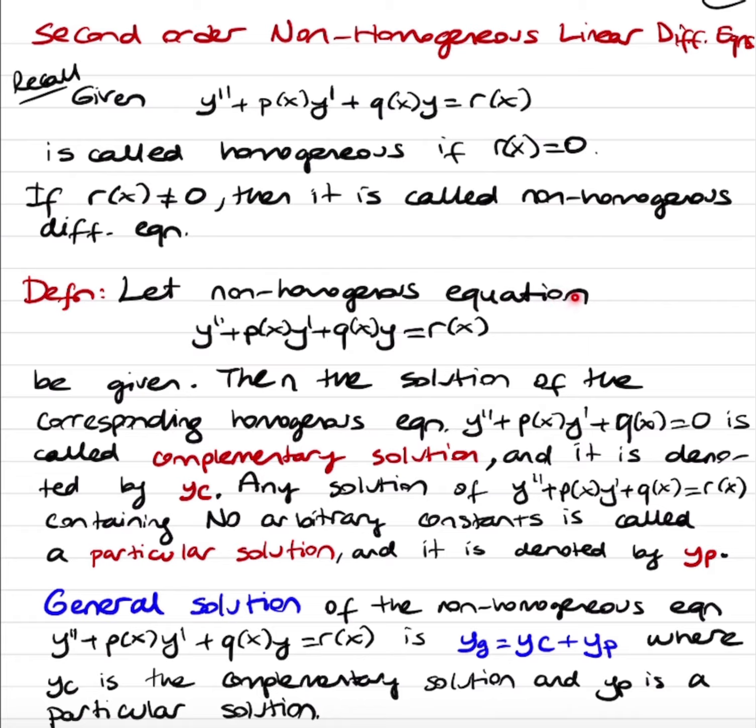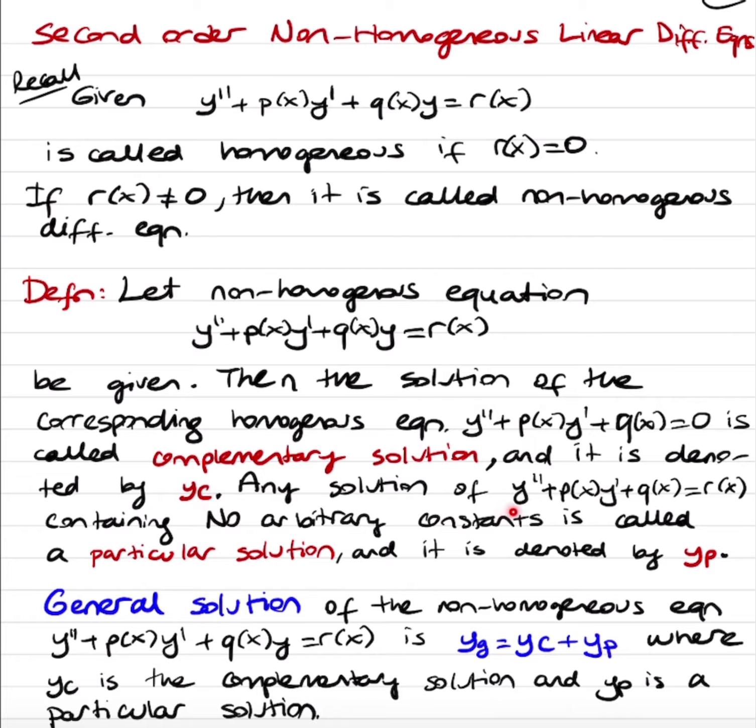For non-homogeneous differential equations, how do we find the general solution? We need two solutions: a complementary solution and a particular solution. What is a complementary solution? The complementary solution is the solution of the corresponding homogeneous part. So we have this non-homogeneous equation, and when it is equal to 0, we have the corresponding homogeneous part. The solution of this homogeneous part is called the complementary solution, and we denote it by y_c.